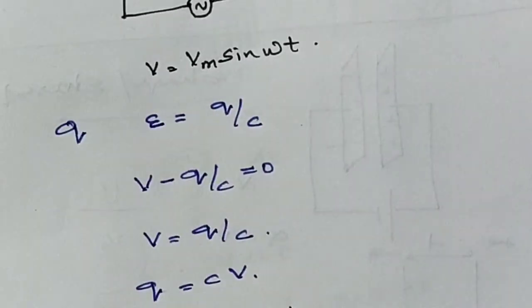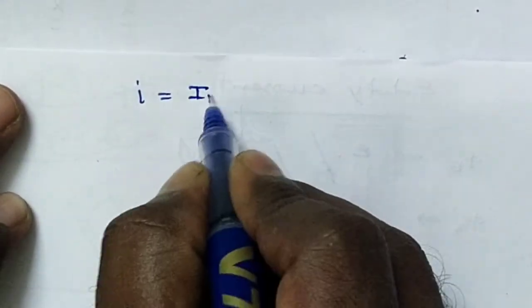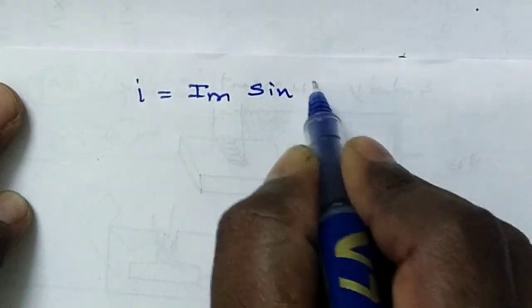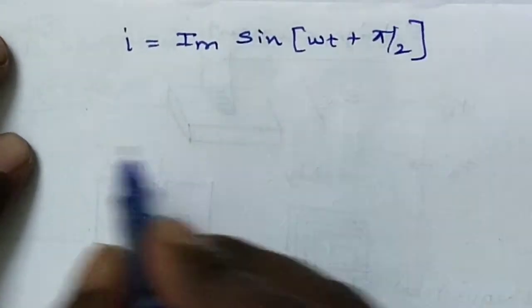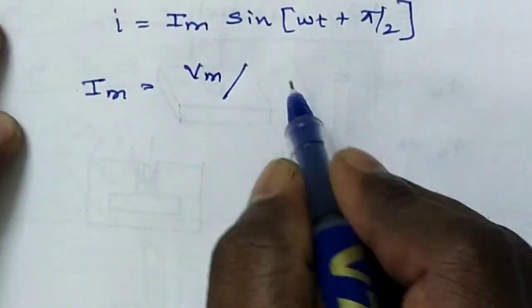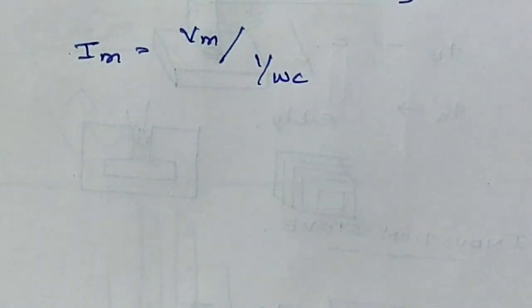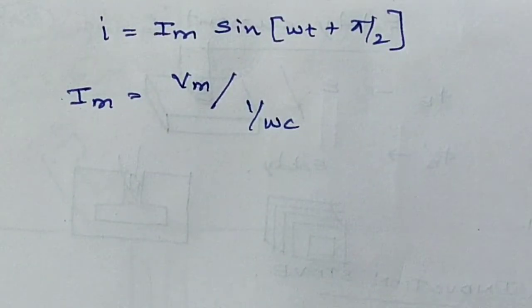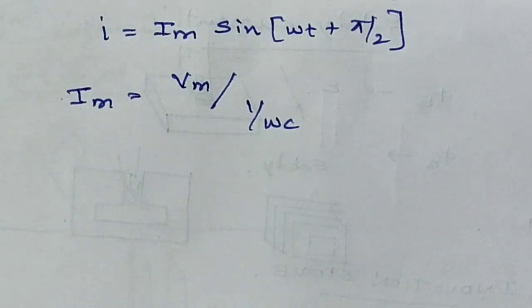So write down that equation: alternating current I equal to Im sin of omega t plus pi by 2. Here Im is the peak value of the current, equal to Vm by 1 by omega C. Comparing these two equations, the applied voltage and current, the current leads the voltage by pi by 2.